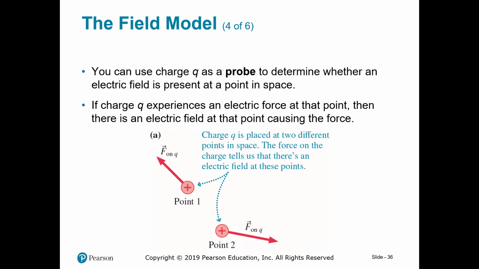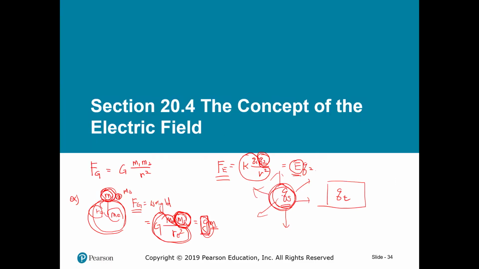In other words, this is exactly what I explained. You can use charge Q as a probe to determine whether an electric field is present at that point in space. So this is a Q test, right? If a charge Q experiences an electric force at that point, then there is an electric field at that point causing the force. Of course, right? This is exactly what I explained here.